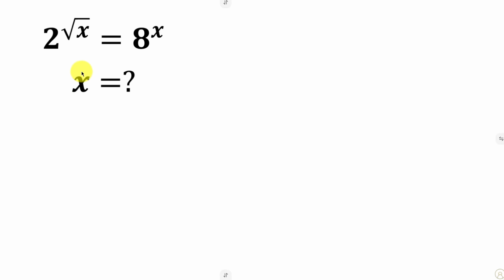So our first step will be for us to notice the base. The base on the left hand side is 2, but the one on the right is 8. We can also write 8 in terms of the base of 2. That means 8 is the same as 2 times 2 times 2, which is written as 2 to the power of 3. Now let's rewrite our given question.